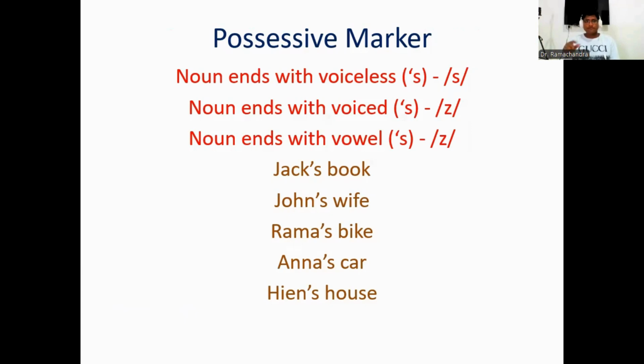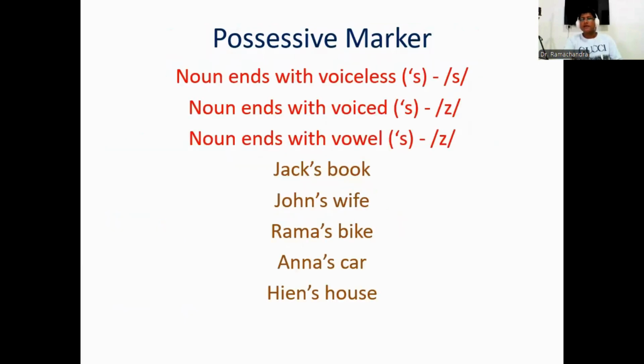I'll give you one last one. In my language, we have names like this: Mahesh, Suresh, Rajesh. So the sound ends with sh: s, z, sh, zh, ch, j. So now the sound is iz. Mahesh's book. Suresh's bike. Rajesh's house.